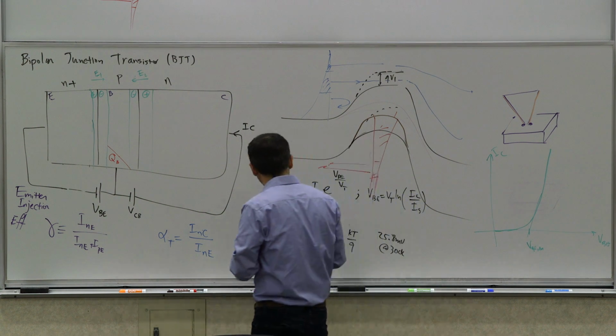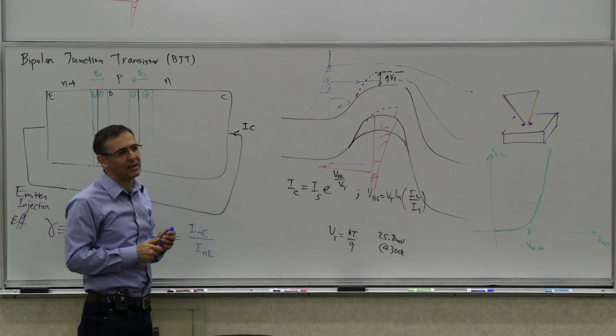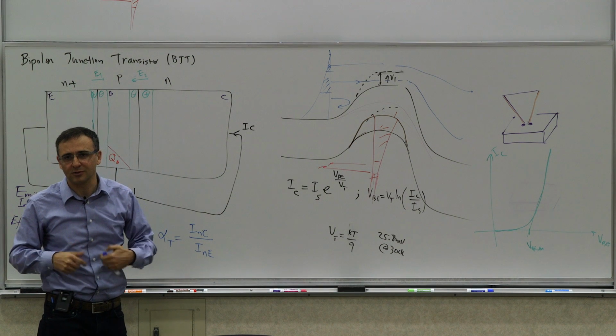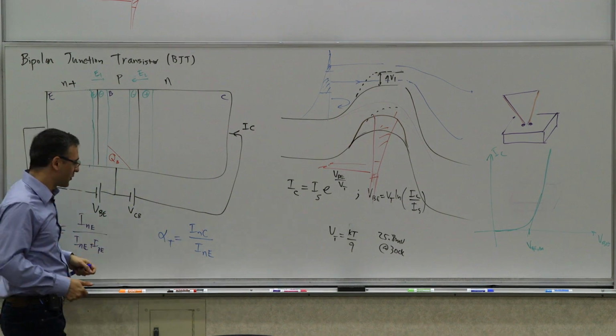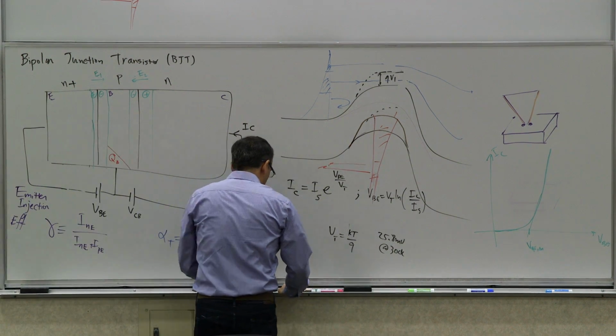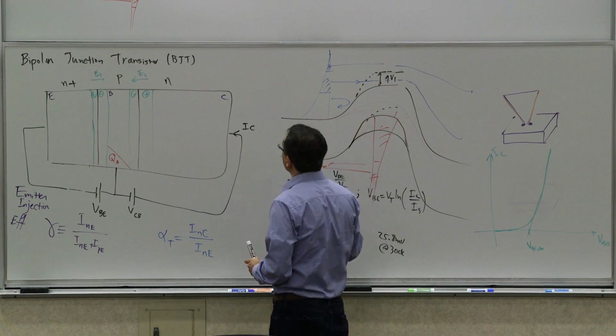Some textbooks put it in there, and then eventually when they get to the numbers, they say, oh yeah, this is almost 1, so throw it away. So let's not worry about that. If you were doing hardcore device physics, we would worry about it, but not here.